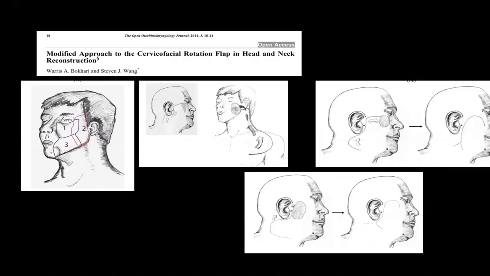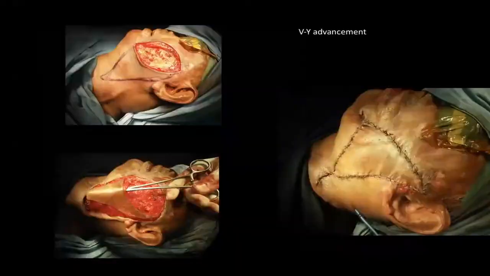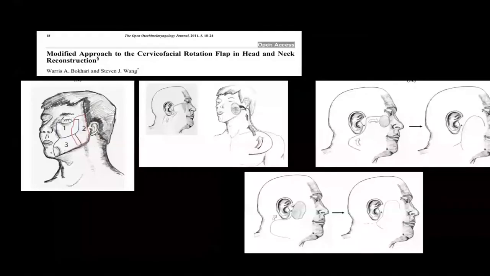But for defect zones 1 and 2, you can do that. If you have a defect in zone 3, it is quite difficult to do a cervicofacial rotation. So this is nothing but a VY advancement. So you had a cutaneous defect in zone 3, and you can do a simple VY advancement and close the defect, or you can use the DP flap or the supraclavicular flap. But if you have a patient who's got lax skin and you're able to recruit tissue from the adjacent side, you can just try to do a VY advancement.